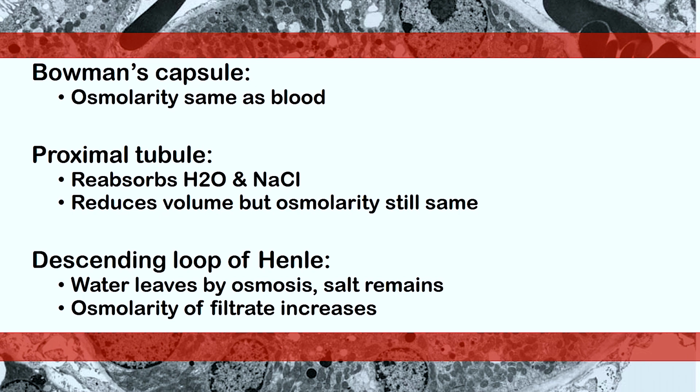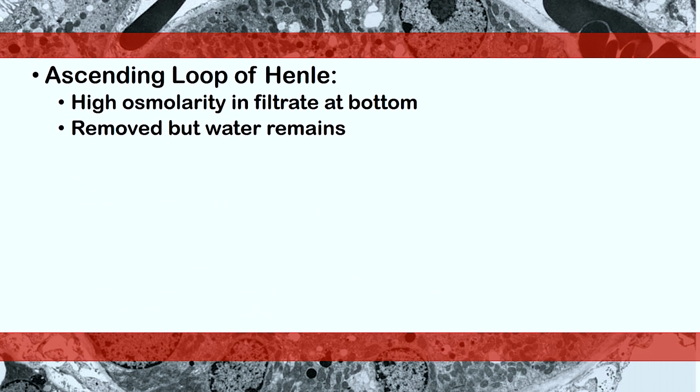As you move further down the descending loop of Henle, the filtrate becomes progressively more and more salty. Once it turns the curve and starts moving up the ascending loop of Henle, you have the transport of salts out of that solution, and therefore it becomes progressively less and less salty.